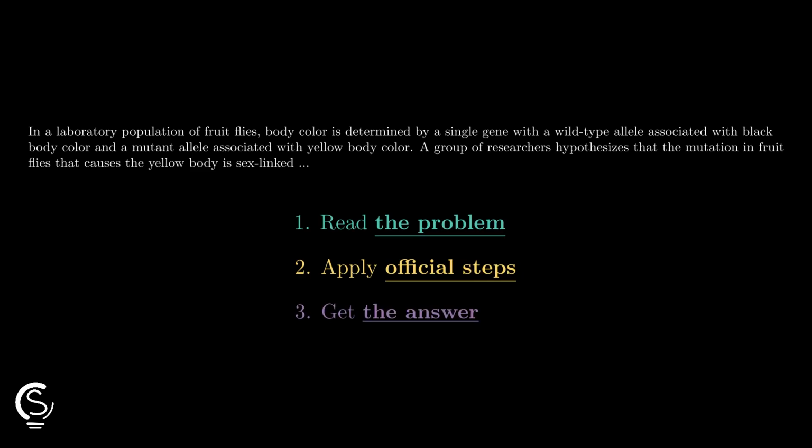Question first. Link body color and sex chrome structure fast by using the evidence given, then eliminate weak genetic claims until one mechanism actually fits.